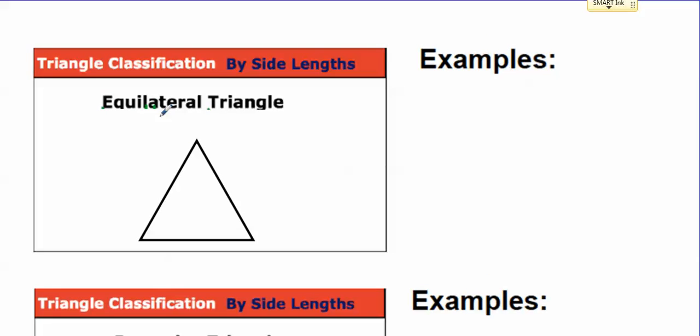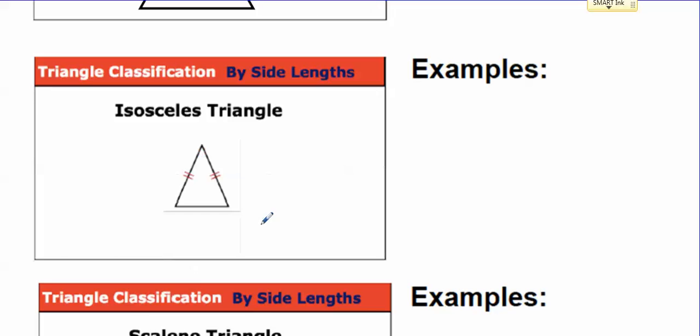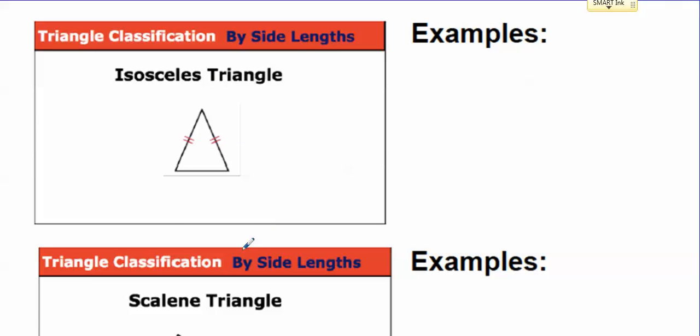So, an equilateral triangle, by definition, is any triangle that has 3 congruent sides, okay? And it could also have 3 congruent angles. So if you have a triangle and 3 sides are congruent, it's equilateral, or if you have 3 angles that are congruent, it's equilateral.